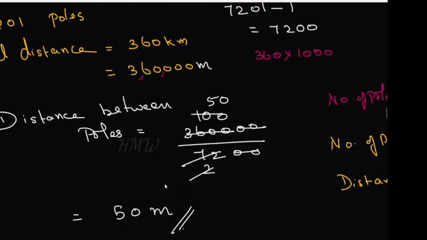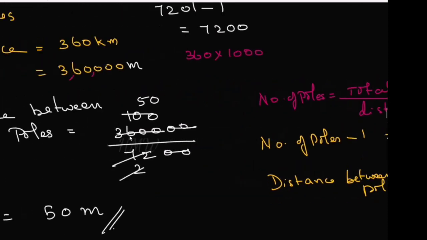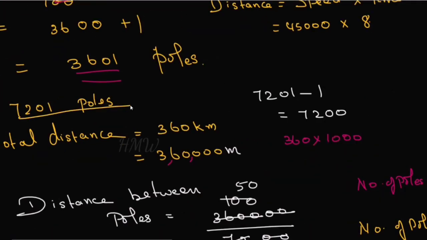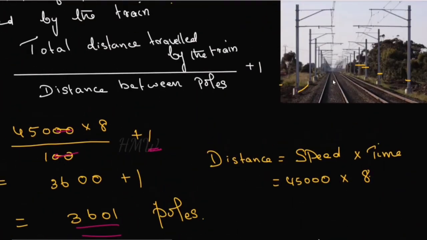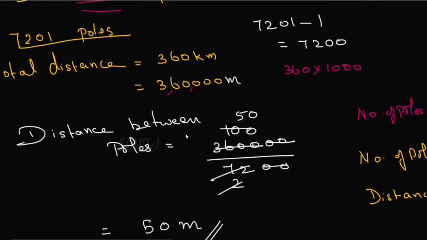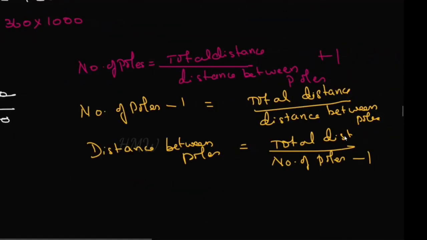So the distance between the poles is the total distance, 3,60,000, divided by the number of poles. They have given 7,201, minus 1. Minus 1 because I told you this you have to omit, because the distance is calculated after this. So we don't want this pole. So this is the formula: total distance divided by the number of poles given, minus 1.